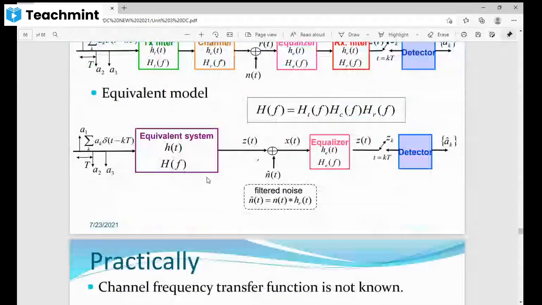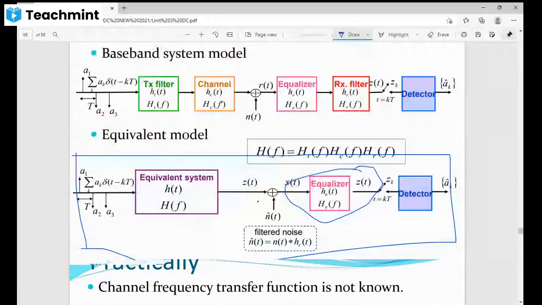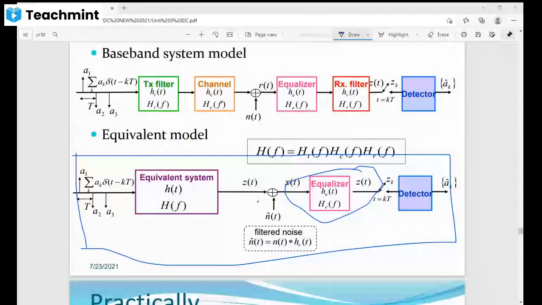Now this is the practical model. So here, before the decision device, you can place the equalizer.